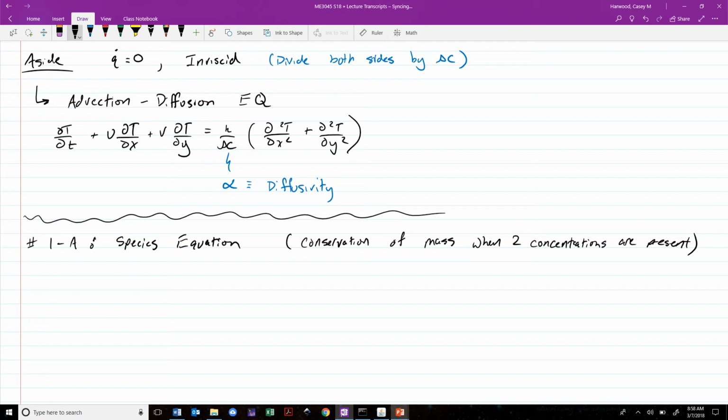And so the species equation can be written this way. We're not going to do a whole lot with the species equation, but it's good that you have this written down, because this is a classic and fundamental component of heat and mass transfer.